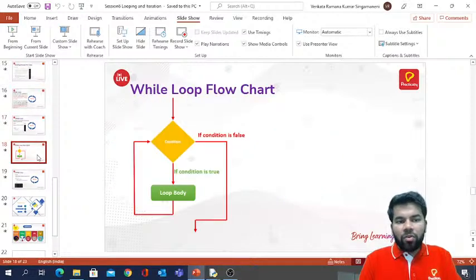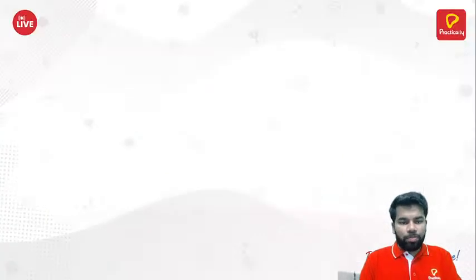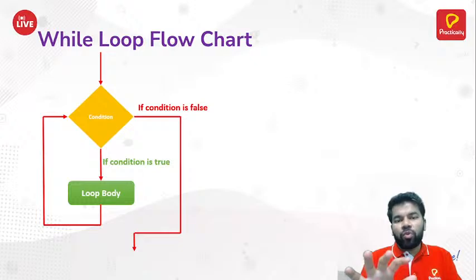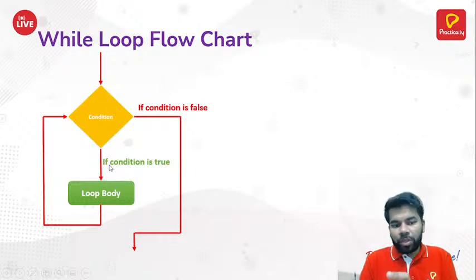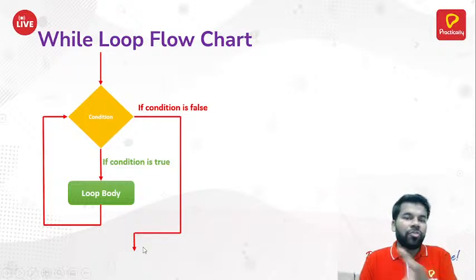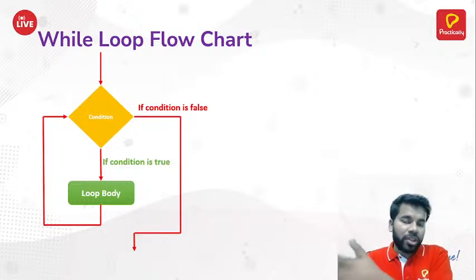So now this is the flowchart of the while loop, showing how the while loop works. First, the condition is going to be tested. If the condition is true, the statement is executed and it will repeat. Again, if the condition is true, it will execute again and the condition will be checked. If the condition is false, then it will come out of this loop and continue with whatever other statement there is in the program.